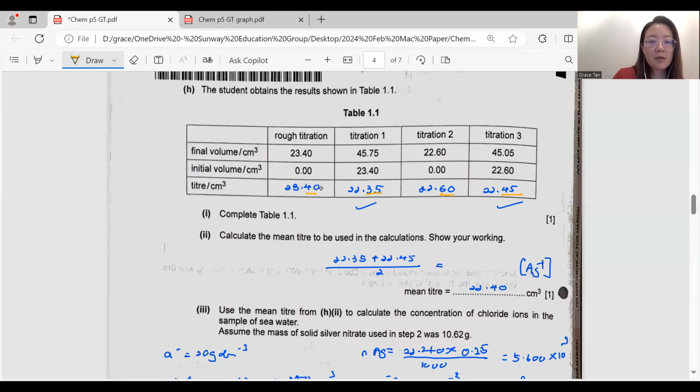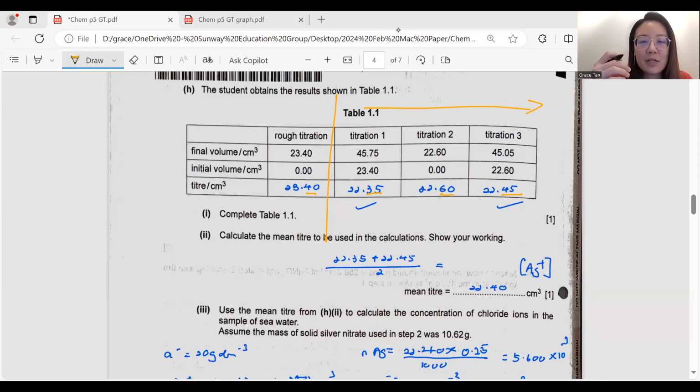All right, that means you can only pick any number from the left to the right. When you want to calculate the average or mean titer, you can only use titration 1, 2, 3, in other words, titer onwards. You cannot use the rough titration in your mean calculation. Cannot, because rough is just for you to gauge.